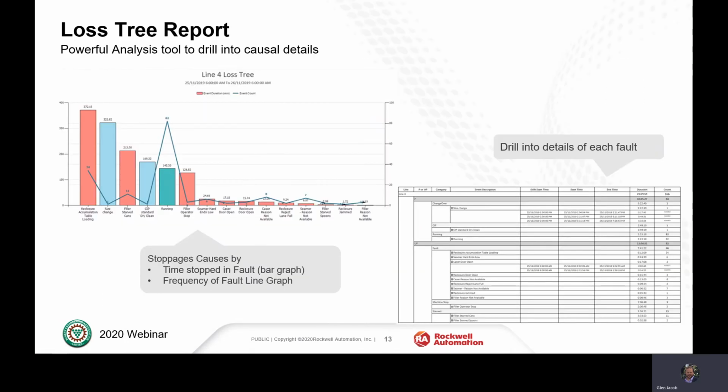Just finish. Sorry, this is another one, the loss tree report. This is more when you're drilling into the data. The data can come in a few formats. To just go through two quickly here.